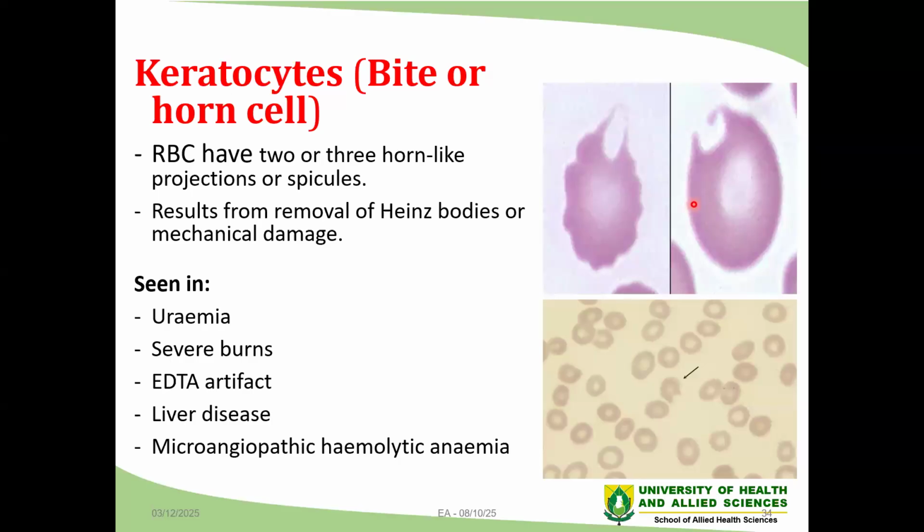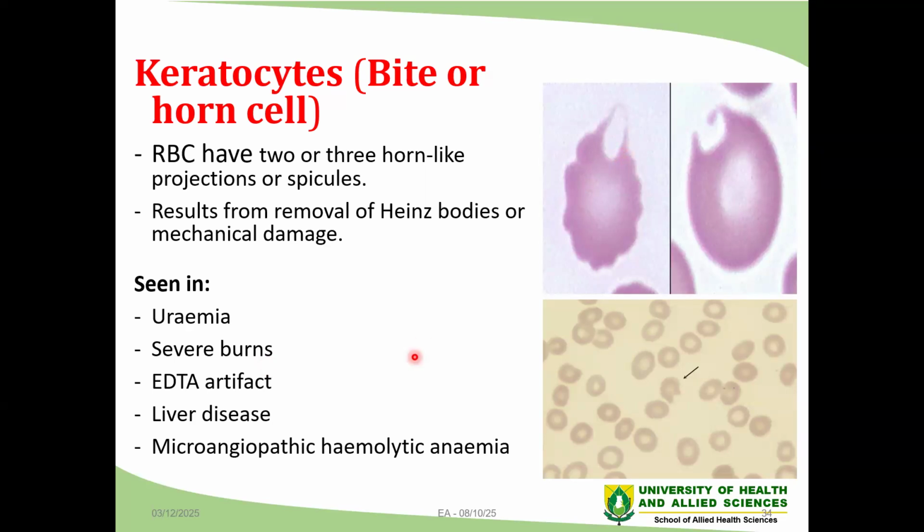Sometimes too, they may be smaller in size. And these occur when macrophages attempt to remove Heinz bodies from within a red cell, and they end up producing that abnormality. Sometimes that may also happen as a result of mechanical damage to the red cell whilst in circulation. This is particularly common in conditions such as uremia, in people who have suffered severe burns, and sometimes it could arise as a result of the effects of EDTA.